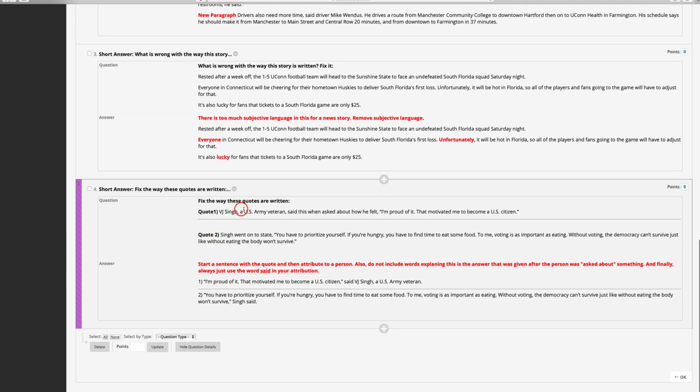Let's see here. We have the quote here. I'm trying to actually remember this one. That's why I'm stalling here. Started a sentence with the quote, then attributed. Also, do not include words explaining that this is the answer that was given to the person asked about. Okay, so we have the quote one, right? The first quote right here, and we're talking about this veteran. He said this when he was asked how he felt, and then we get to the quote.